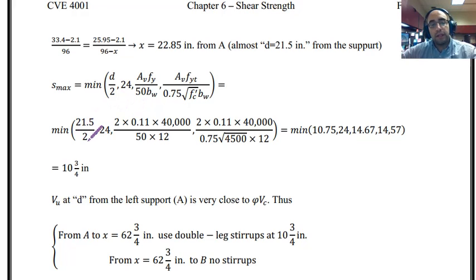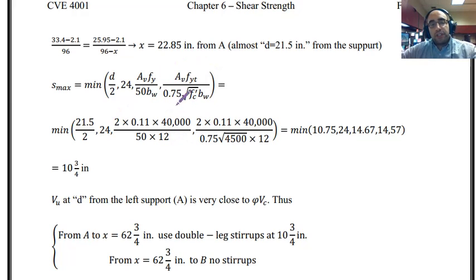d over 2 is this much. 24 is just a solid value. For Av, we are using double leg number 3 stirrups. These are number 3, and the area of each leg is just 0.11 inches squared, that is the area of number 3 bars. So 2 multiplied by 0.11, and then multiplied by fy divided by 50 bw.